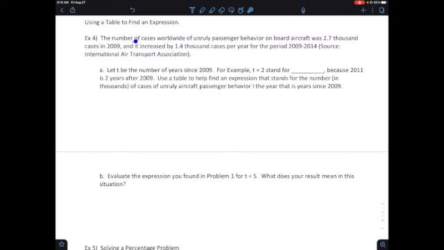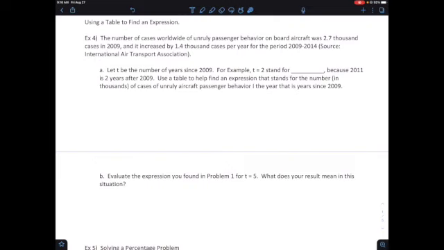For example, the number of cases worldwide of unruly passenger behavior on board aircraft was 2.7 thousand cases in 2009, and it increased by 1.4 thousand cases per year for the period of 2009 through 2014. The source is the International Air Transport Association.